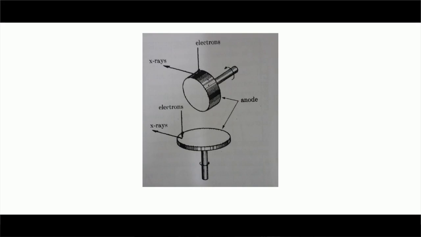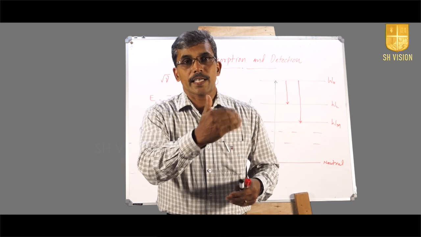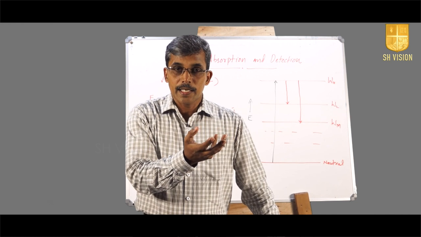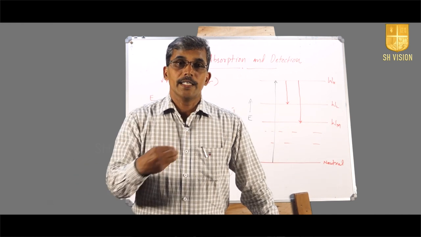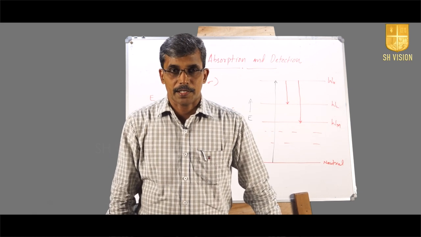If the target is given a rotation, throughout the time new regions of the target will be facing the incoming electrons, so that the electrons will always be hitting a new area, and the heat production can be controlled. Correspondingly, the input power can be considerably increased, so that you will get high intense X-ray from the tube, and that high intense X-ray can give comparatively better information when we use it for X-ray diffraction.